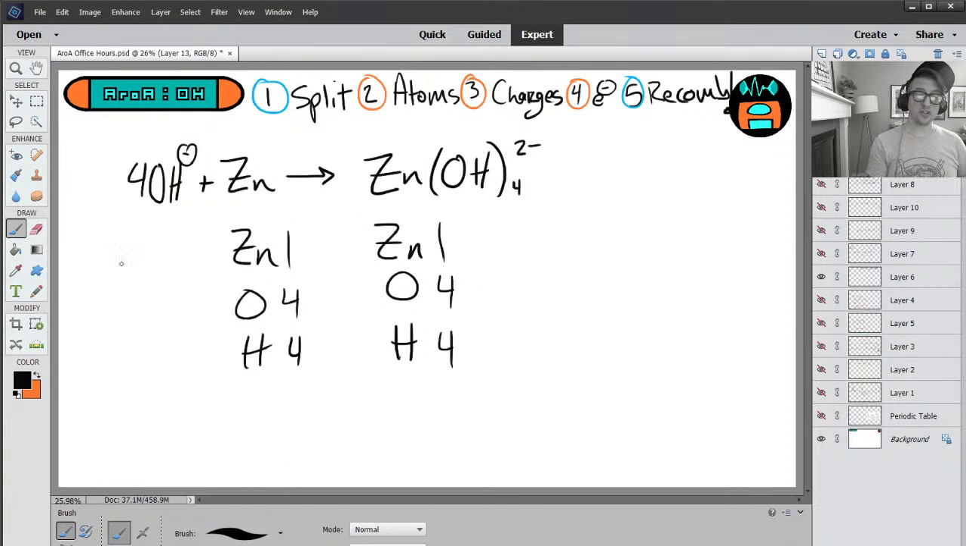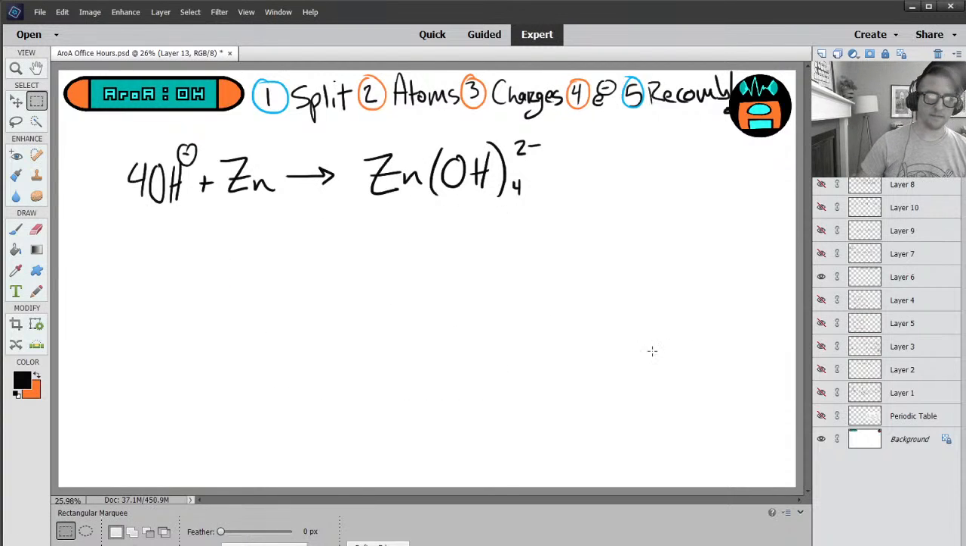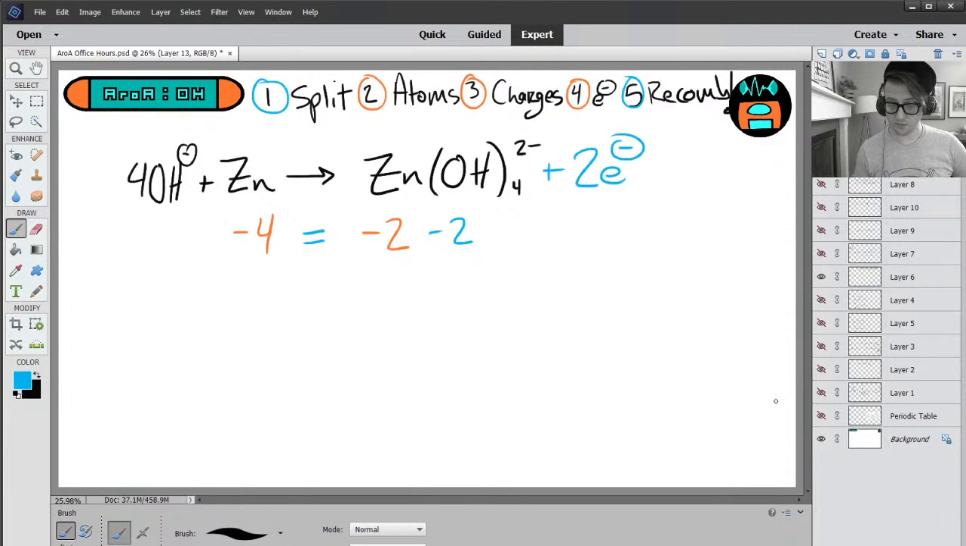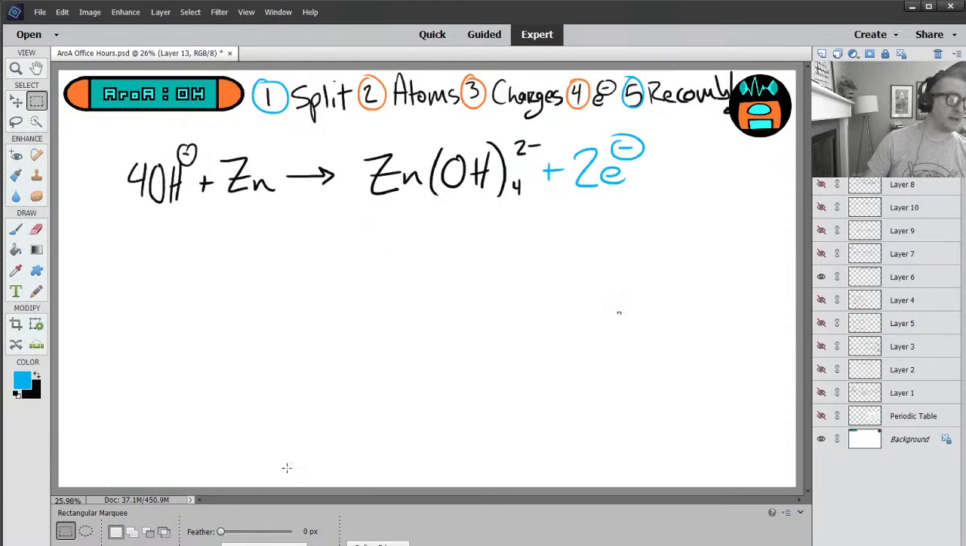We still have to balance our charges, though. So let's go ahead and look at our charges. We have -4 on the reactant side and just a -2 on the product side. That must mean that we need 2 electrons to balance our charges for the zinc half reaction. All right, so here's our zinc half reaction. We already have our nitrogen half reaction.